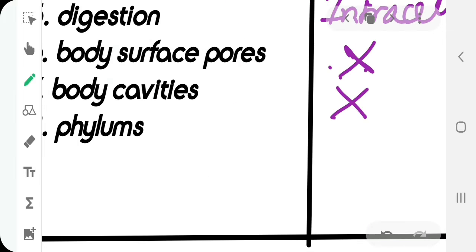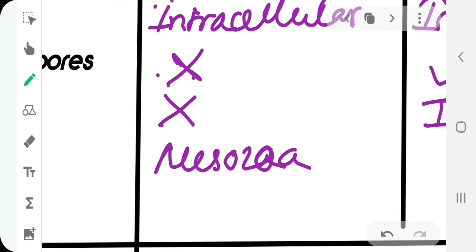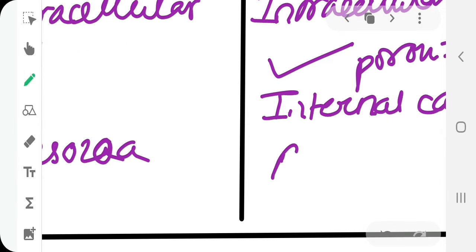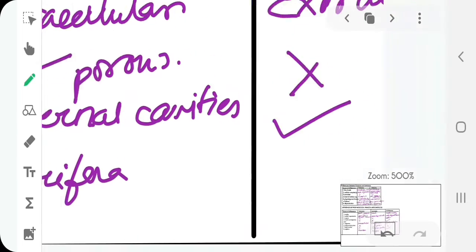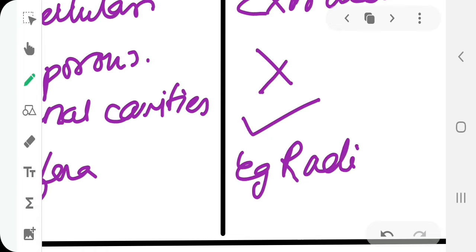The phylum included is phylum Mesozoa only. Okay, here phylum is Porifera only, and here the phylum will be many. So we have two divisions, for example Radiata and Bilateria.